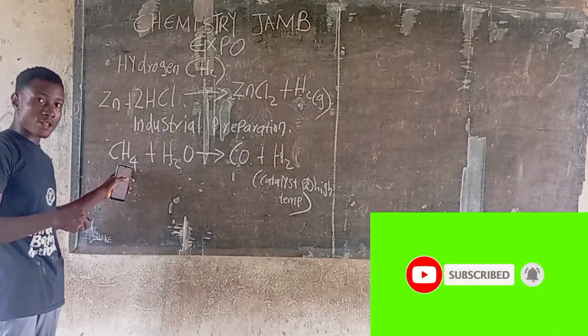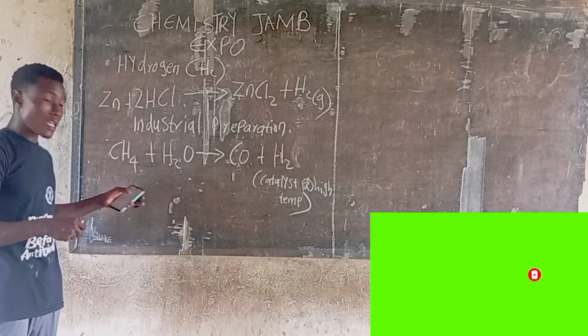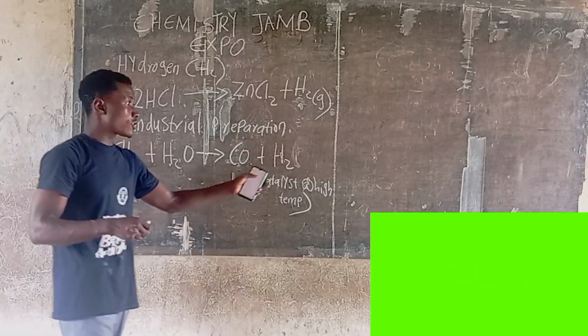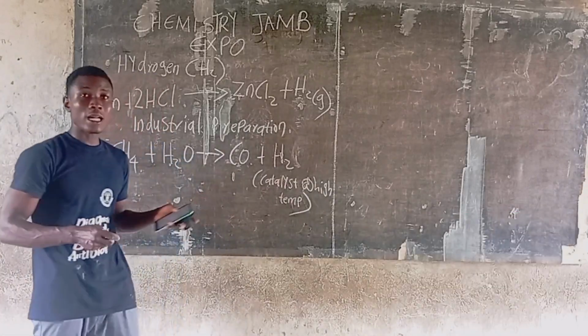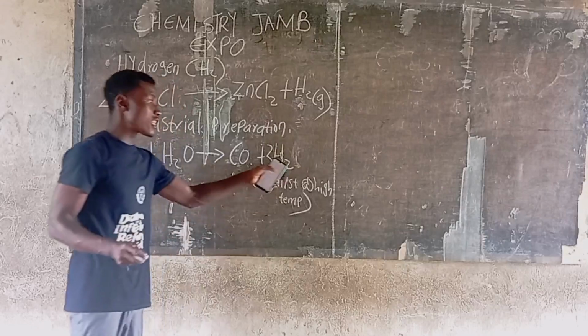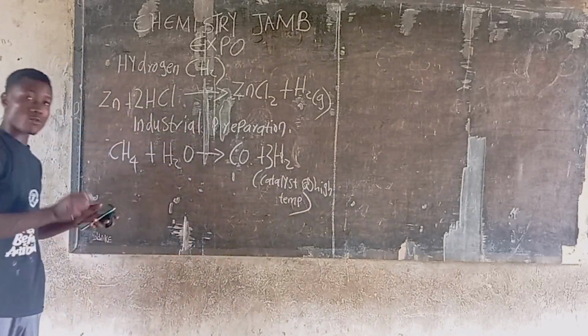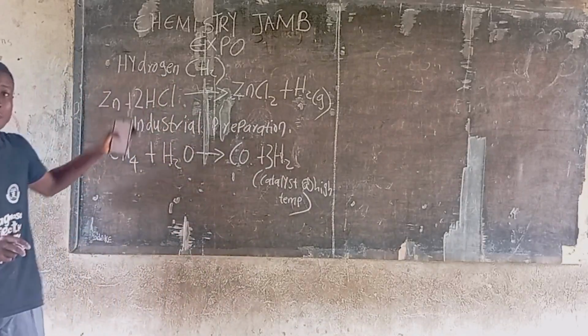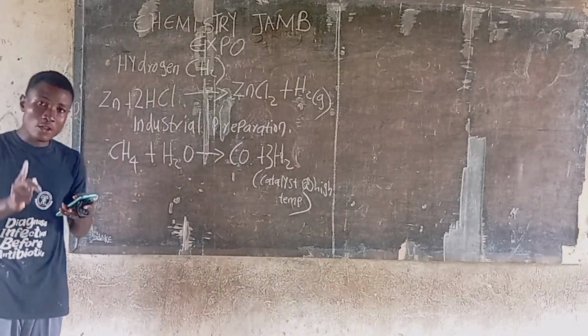So to make this reaction balanced, as you can see here, we have 4 moles of hydrogen here and 2 moles of hydrogen here, making a total of 6 moles. And here we are just having 2 moles of hydrogen. To make this balance, we simply add 3 here, making it 6 moles of hydrogen, and it is balanced. So this is how we prepare hydrogen.